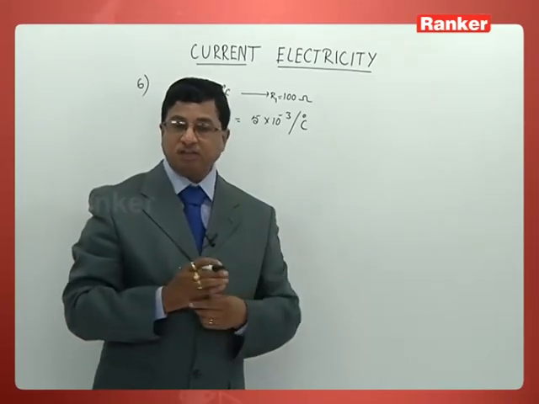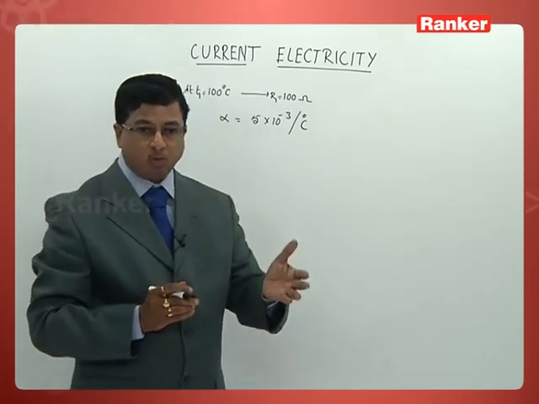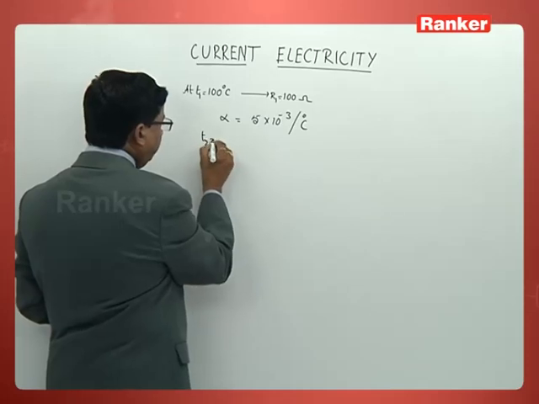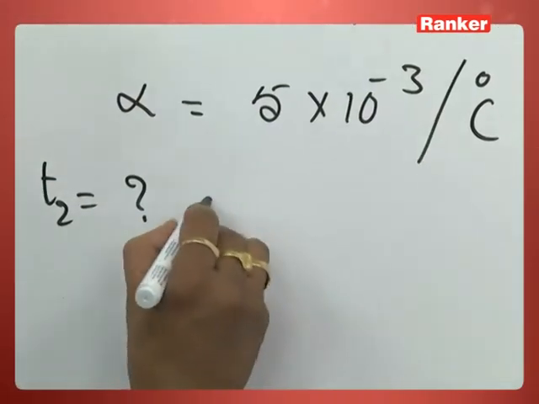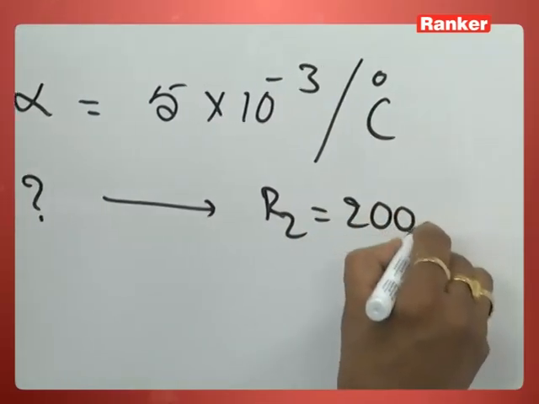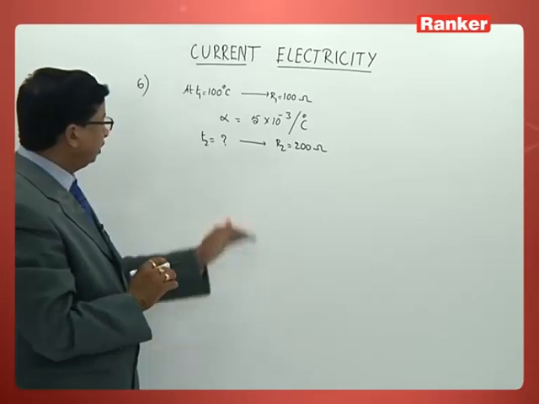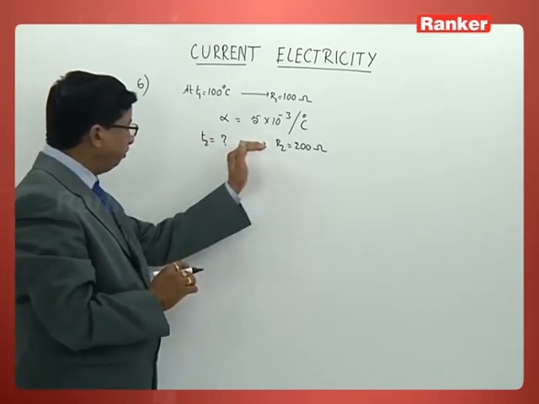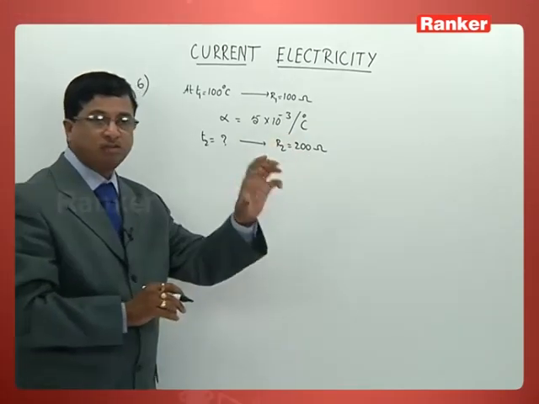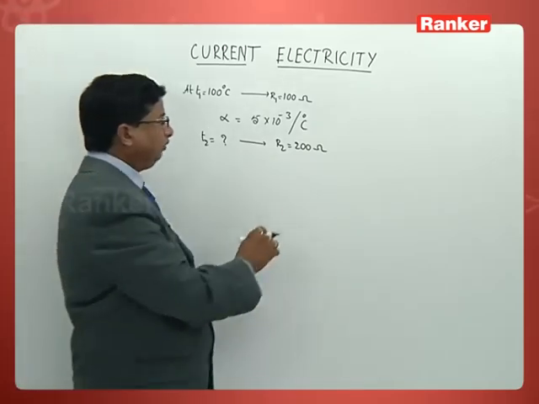Now what next he is asking? Its resistance becomes 200 ohm at a temperature of what? At what temperature the corresponding resistance becomes 200 ohm? This is the question he is asking you. What is the temperature at which the resistance now becomes 200 ohm? But look carefully first of all.